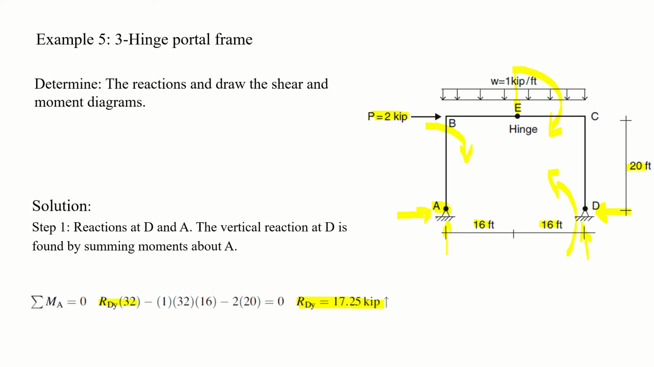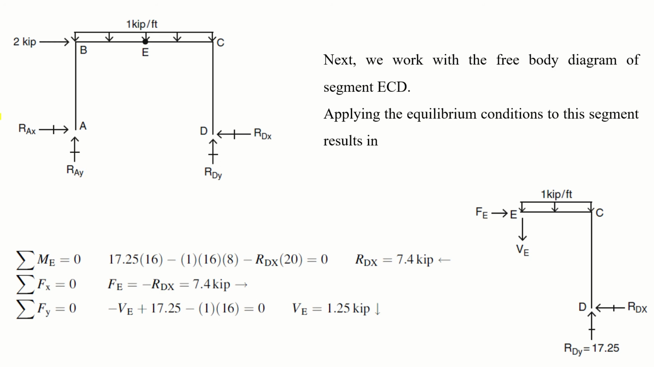Now going to the next step and drawing the free body diagram. You have removed the supports and you have drawn the reactions RAX, RAY, RDX, RDY, and till now we have only found RDY. We know its value, and these are the applied loads, and this is the internal hinge. Next we work with the free body diagram of segment ECD. Which is segment ECD? This is E, this is C, and this is D. So just look here, this is segment ECD.